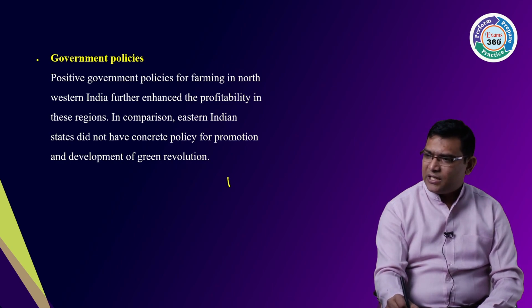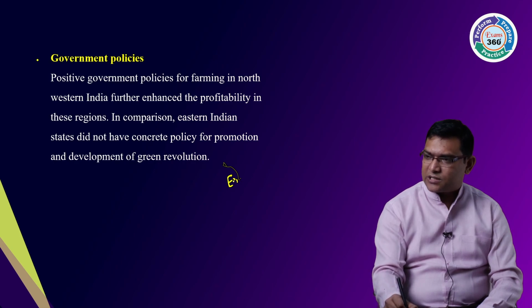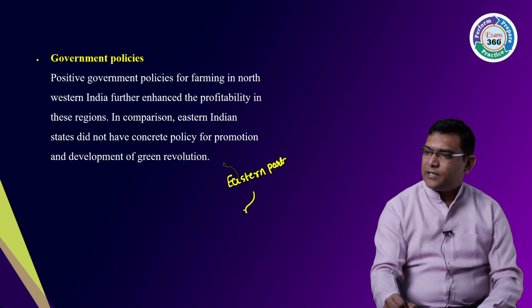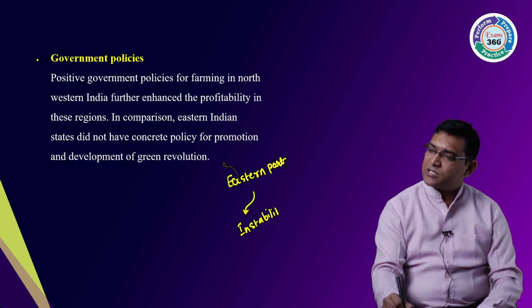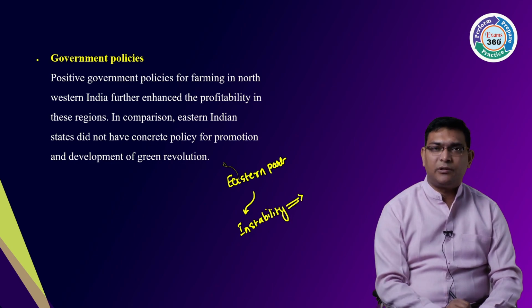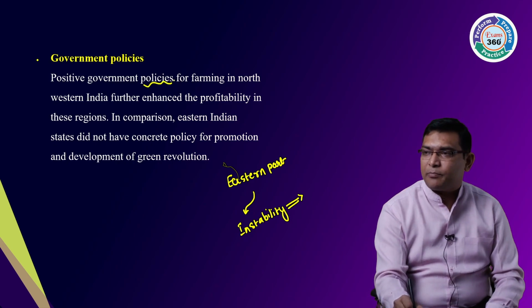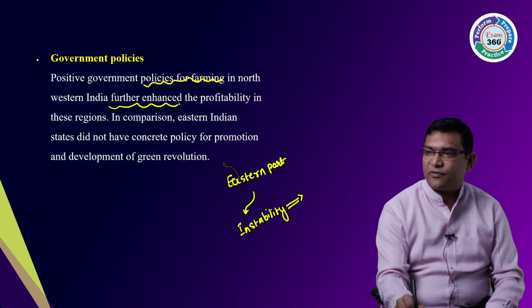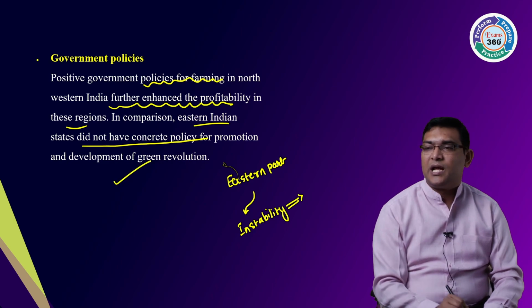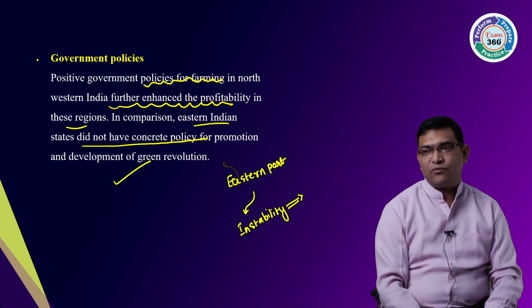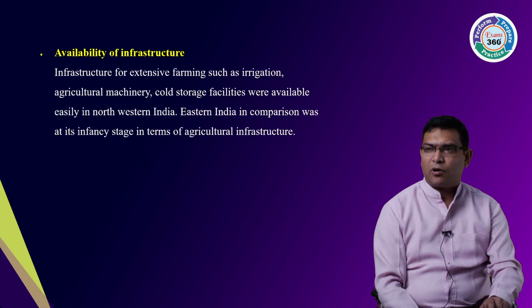In the eastern part, you will find instability in the government. Due to instability, they are not able to make policies either. But positive government policies for farming in the northwestern part further enhanced profitability in this region. In comparison, the eastern states do not have a concrete policy for the promotion and development of the Green Revolution. So that is a problem. Policy is also a problem.